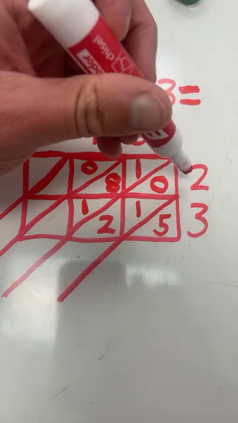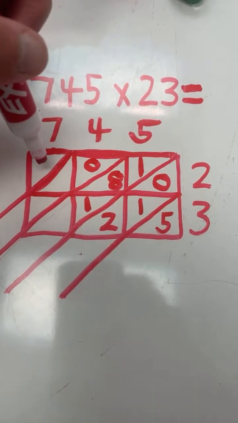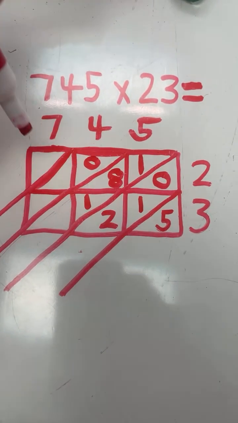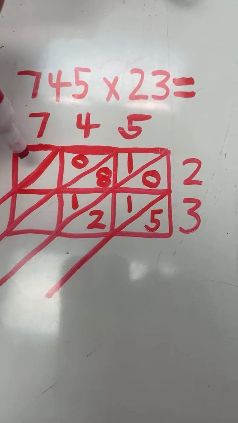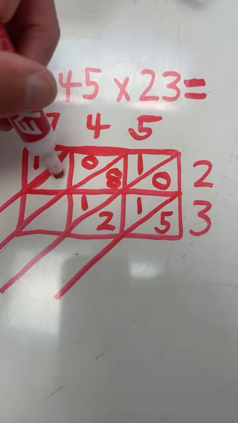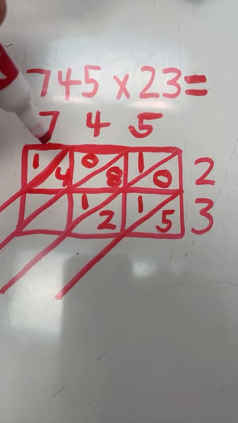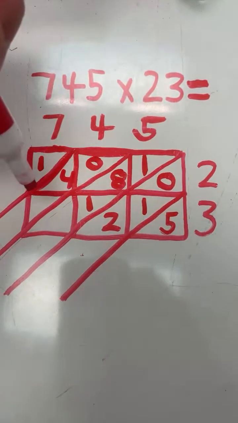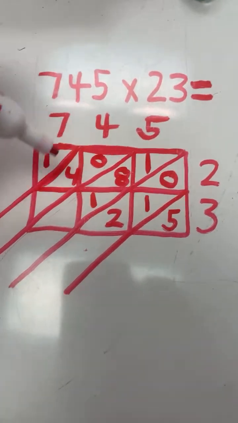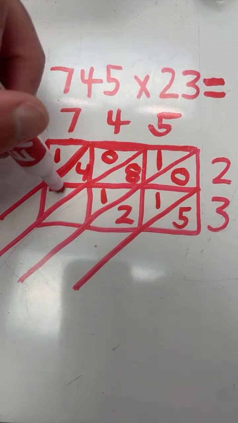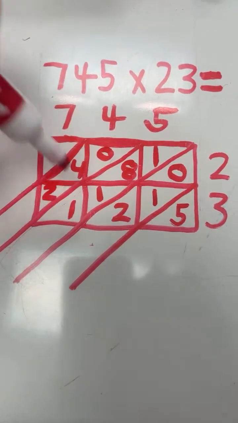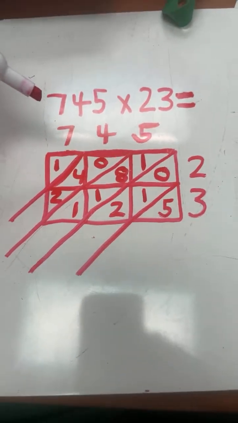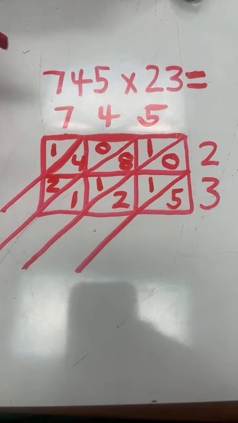Next, we're going to multiply 7 times 2. The answer to 7 times 2 is going to go in this square right here. 7 times 2 equals 14. 1 in the top triangle, 4 in the bottom triangle. Lastly, 7 times 3. The answer to 7 times 3 goes in this square here. 7 times 3 equals 21. 2 in the top triangle, 1 in the bottom triangle. So we've done all our multiplication for this problem.